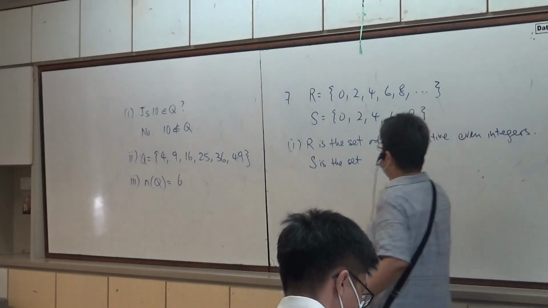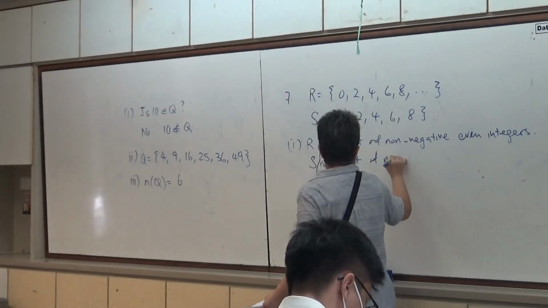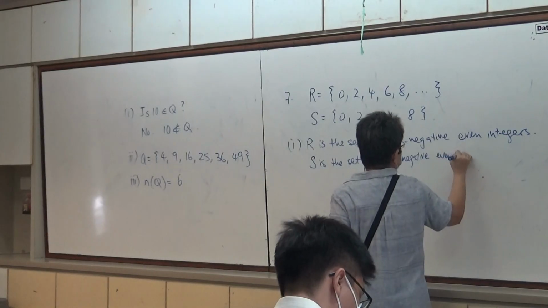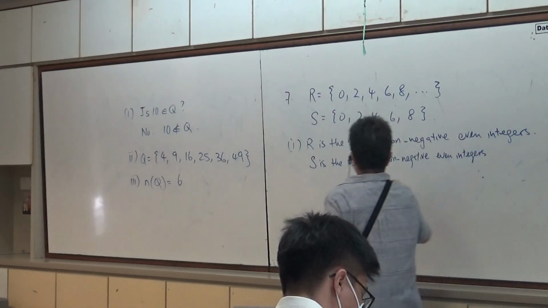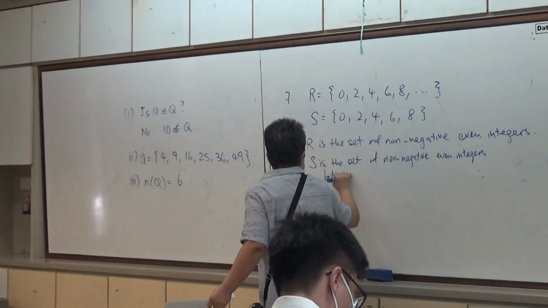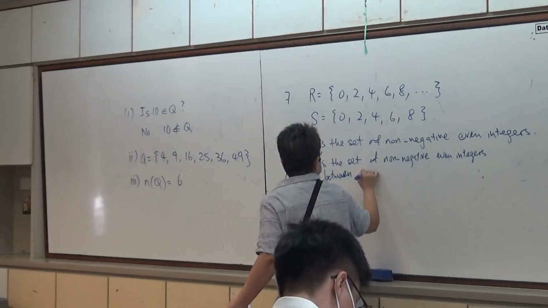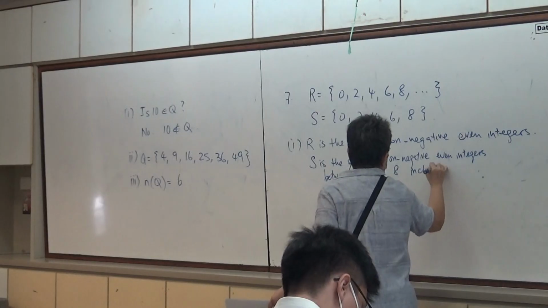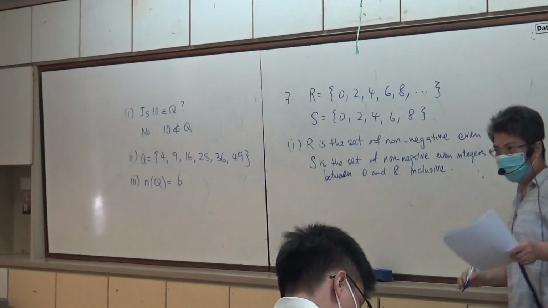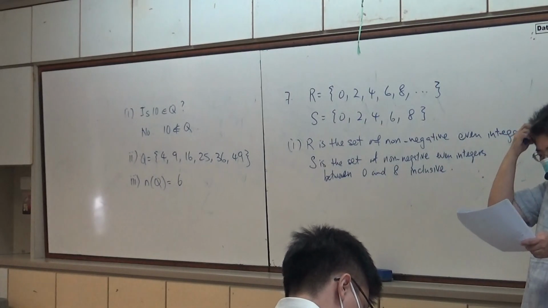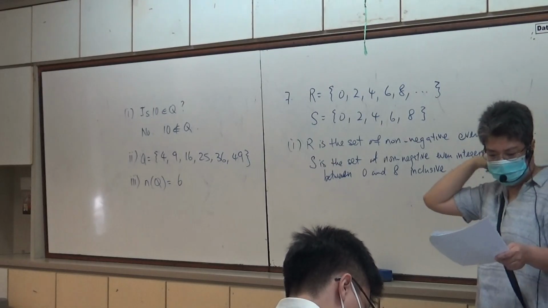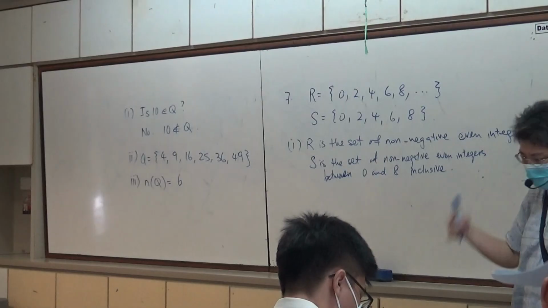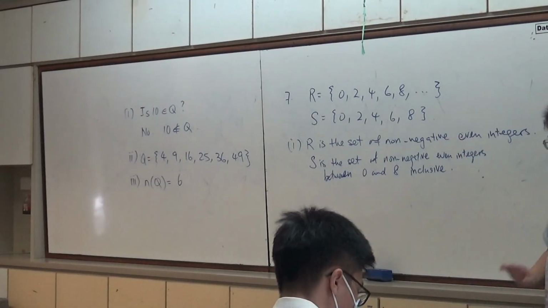Okay? S is the set of non-negative even integers between 0 and 8 what? Inclusive. Inclusive. No problem, huh?